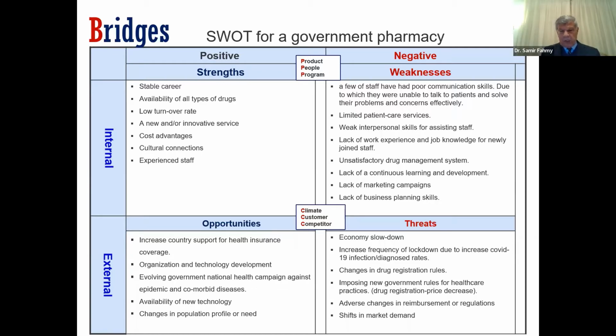Before we move to the opportunity and threat, I have a question. Do you feel you have similar strengths and weaknesses in your area of responsibility, or something extremely different? It's a good question, Dr. Samir.